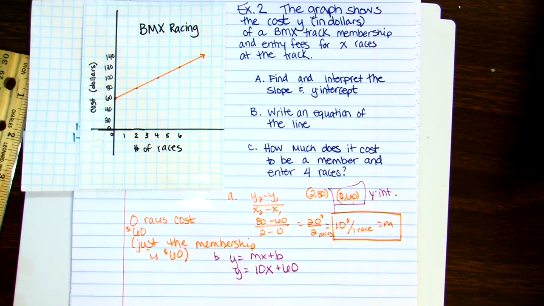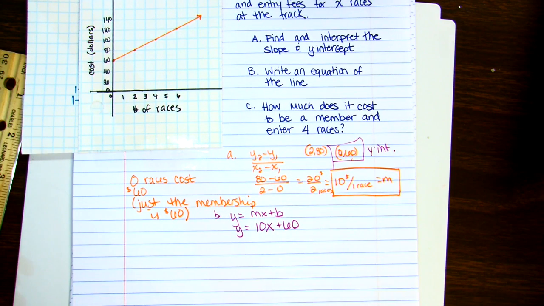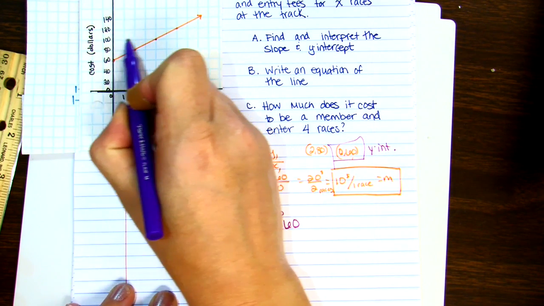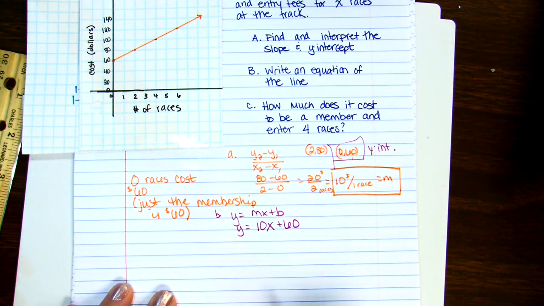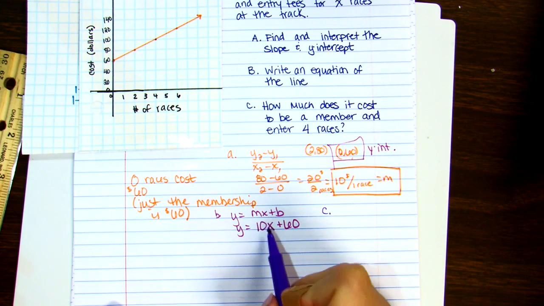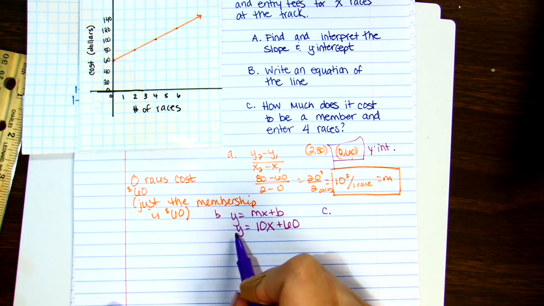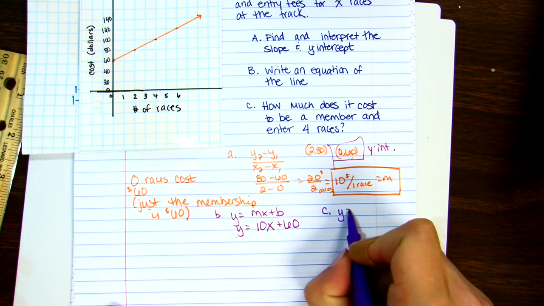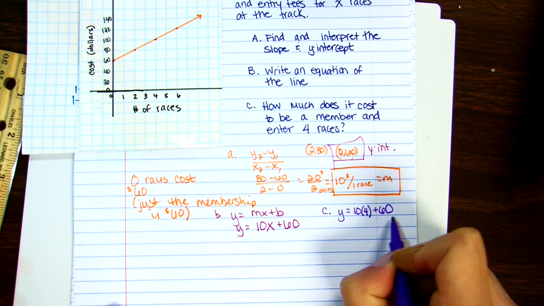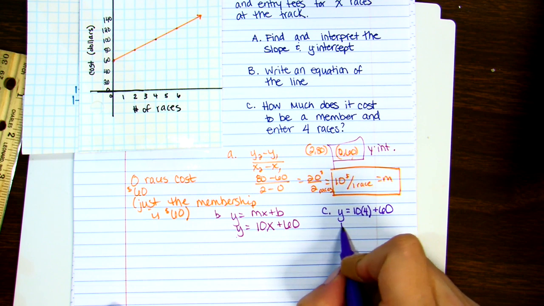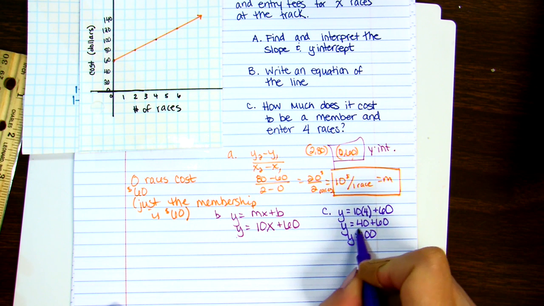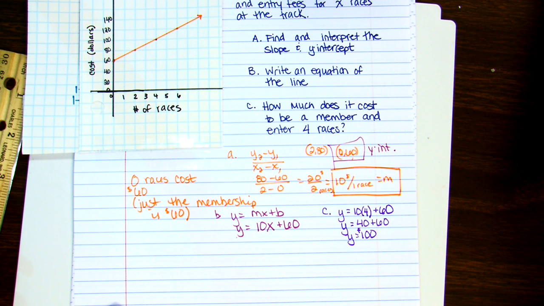And then the final question asks, how much does it cost to be a member and enter 4 races? I can do this 2 ways. I can do it by looking at my graph. 4 races will cost $100. But then to check and make sure that works out, let's put it into the equation that I came up with in part B. So 4 races are represented by x. We want to know how much it's going to cost. So we don't know how much it costs, but I know that I'm doing 4 races, and I have that $60 that I have to add on for the membership fee. So y equals 40 plus 60, or y is going to equal $100.